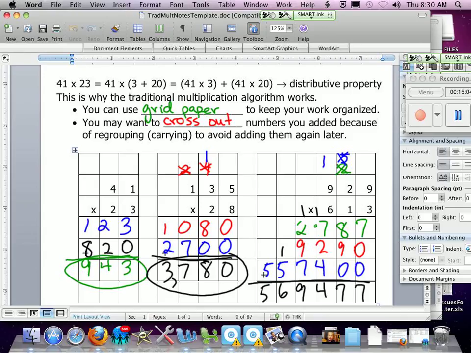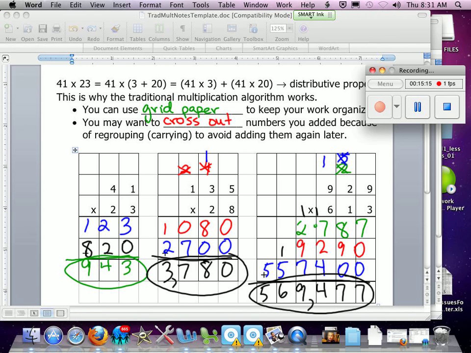So what do I need to do to finish off this answer? Put a comma between the 9 and the 4. If it was like a skill drill or something, you'd circle it and say, yep, that's my final answer. No kidding.